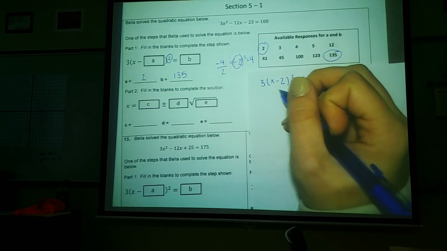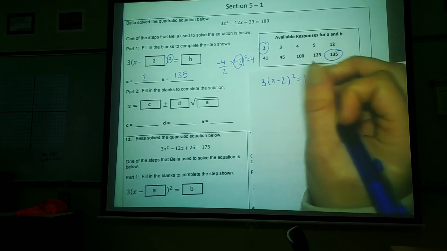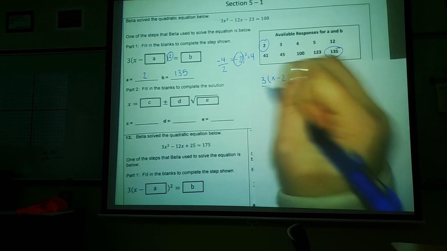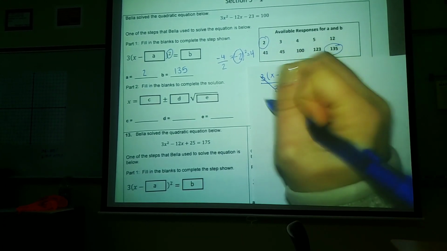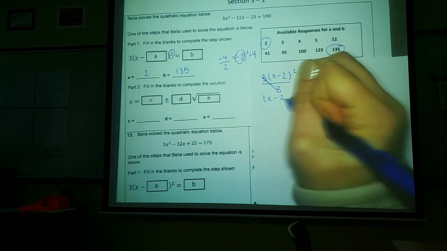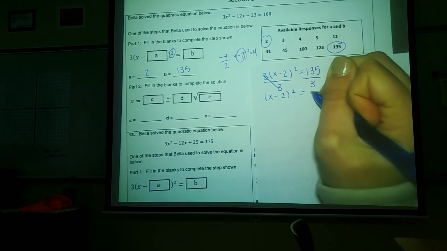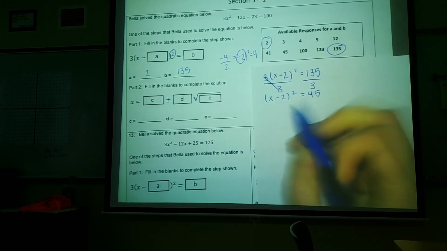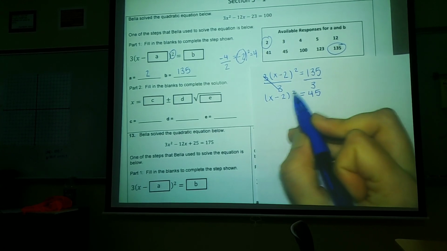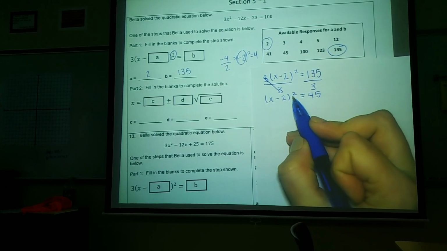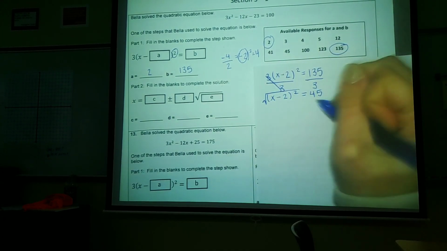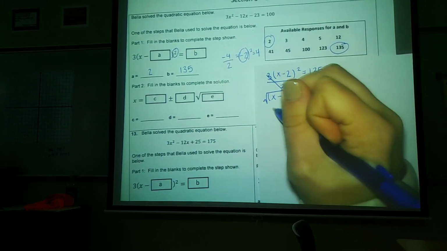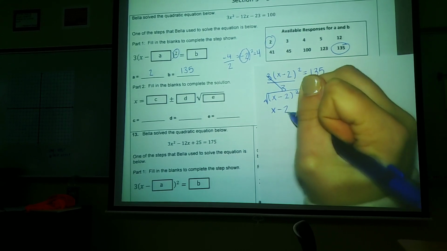So if I go back to my equation that we found in the previous part, I'm going to start by dividing by 3 because I want to get rid of that 3 that's in front. So x minus 2 squared equals 45. Now I want to get rid of the square sign. The only way I can get rid of a square sign is by doing the opposite operation, which in this case is taking the square root. So the square root and that square cancel out.